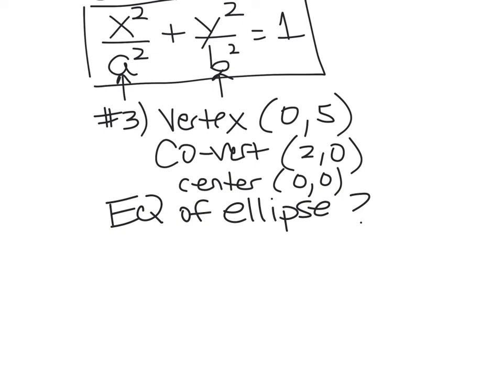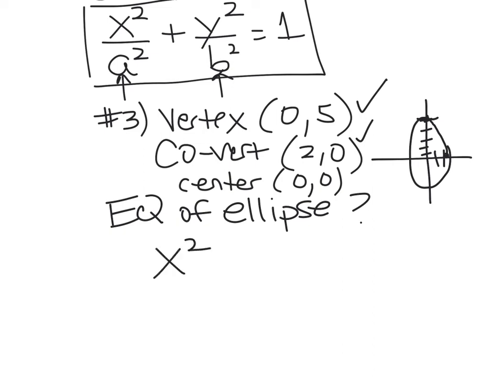Okay, you can draw a picture if you're a visual person, you want to see what's happening. You can plot these 2 points. So plot (0, 5), and you're up here: 1, 2, 3, 4, 5. And then plot (2, 0), and you're here. Okay? And your ellipse would look something like that, but better. All right, so here we go.